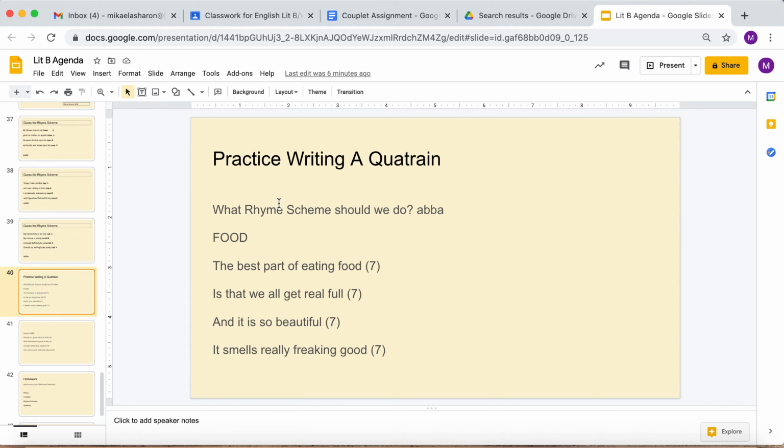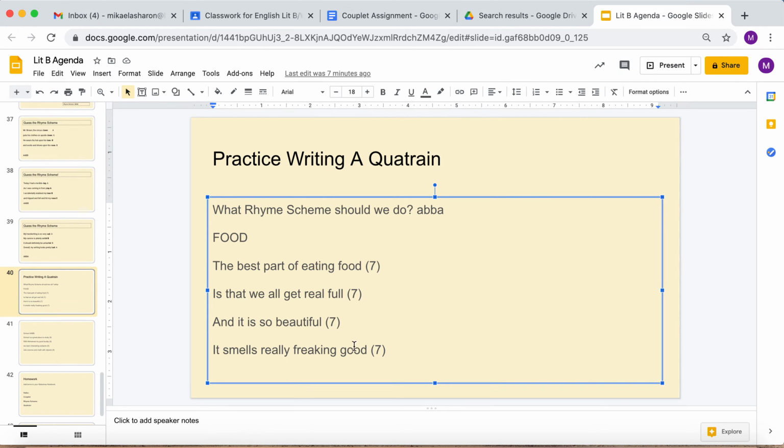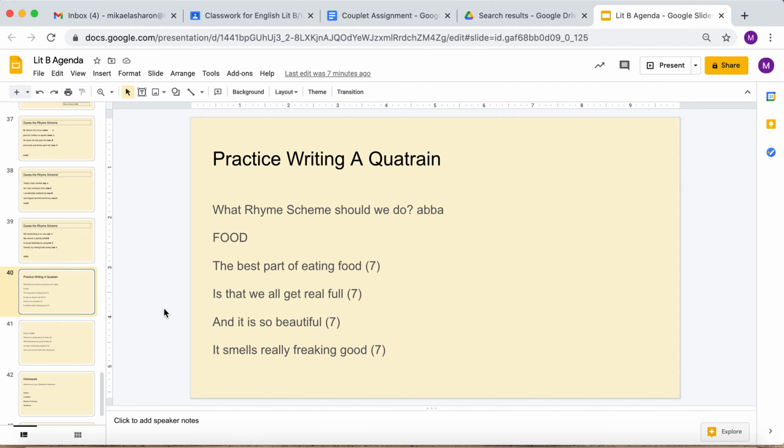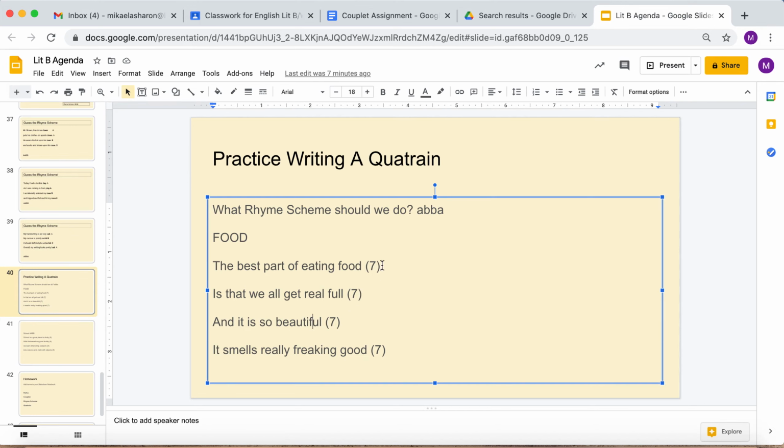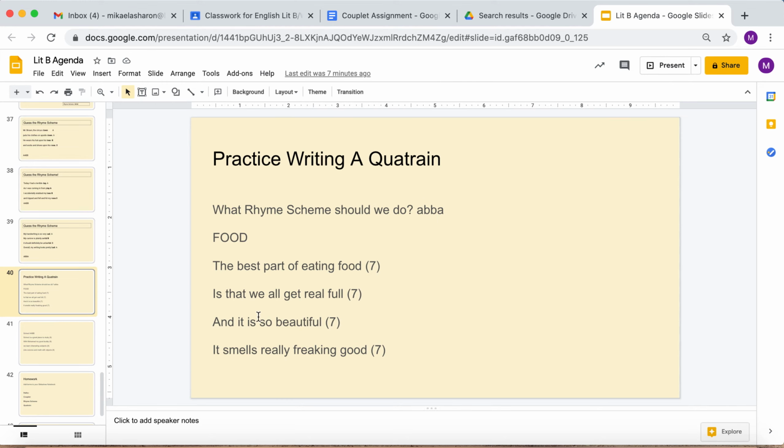So then as a class, we practiced writing a quatrain, and this was what we came up with in period 3. So the rhyme scheme that we decided to do was A, B, B, A. The best part of eating food is that we all get real full, and it is so beautiful. It smells really freaking good. So food and good are examples of slant rhyme because it's not an exact rhyme, it's a little bit off. But these two rhyme, and then the two middle lines rhyme, which is why it's A, B, B, A. And as you can see, we got 7 syllables in each line, which makes it a quatrain.